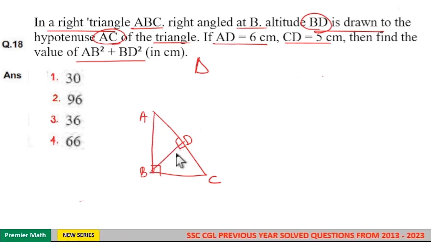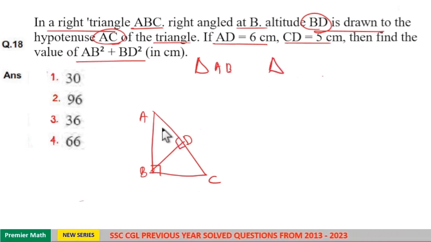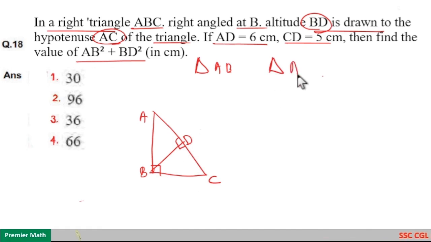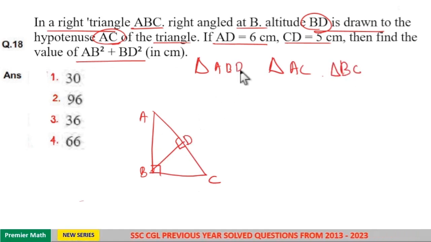That is, in this smaller triangle, hypotenuse is AB, and in this larger triangle, hypotenuse is AC, and in this lower smaller triangle, hypotenuse is BC. Now, this is ABD similar to ACB similar to BCD.